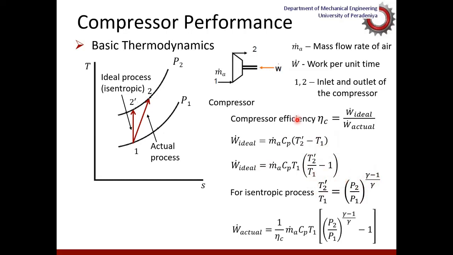And if you divide this by the compressor efficiency, then you can find out the actual work per unit time. So the actual work per unit time or actual power is 1 upon eta_C, that is the compressor efficiency, times m_a dot Cp T1 into ((P2 over P1) to the power (gamma minus 1) over gamma, minus 1). So we can find out what the actual power required, or work per unit time, is if you know the compressor efficiency.